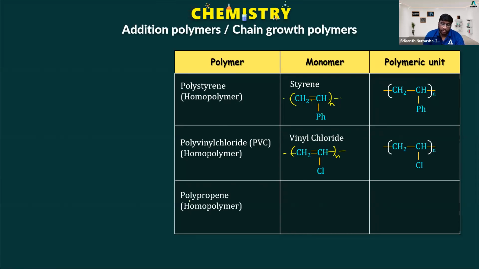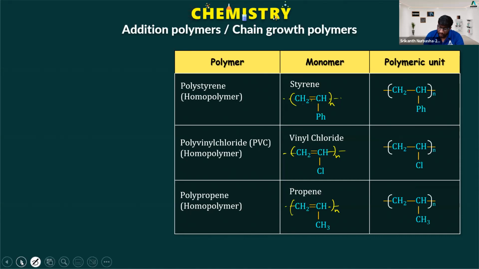Polypropene, it is also a homopolymer. Whatever polymers I am giving here are all addition polymers. You can look at the monomers. In the monomers, you have unsaturated hydrocarbons or not? In all the set of polymers I am giving, you have unsaturated hydrocarbons as monomers, right? Yes. Polypropene, like propene, you have CH2 double bond CH3. It is again repeated n times to generate the polymeric unit. CH2, CH3 taken n times. That is nothing but your respective polymeric unit.